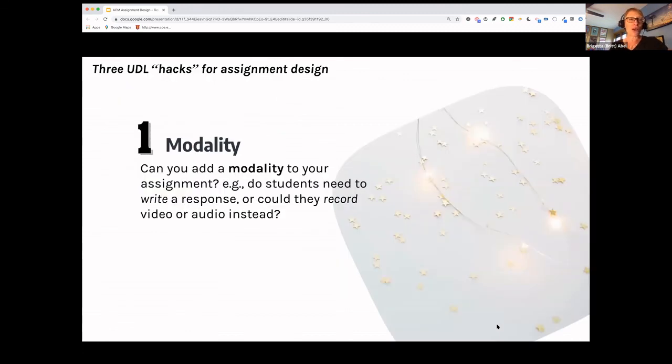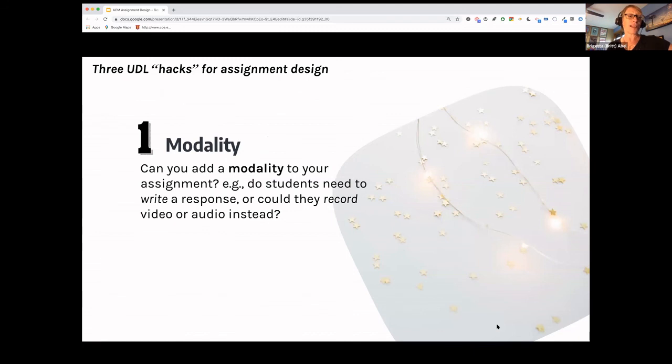So first, modality. Can you add a modality to your assignment? For example, could you have a student film a short video or an audio response to a text or to a film rather than submit a written reaction?